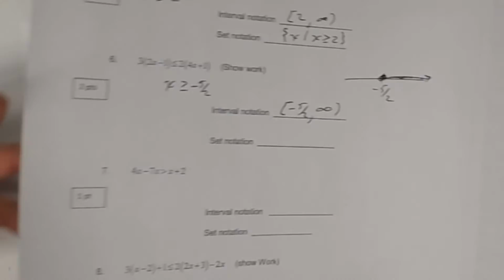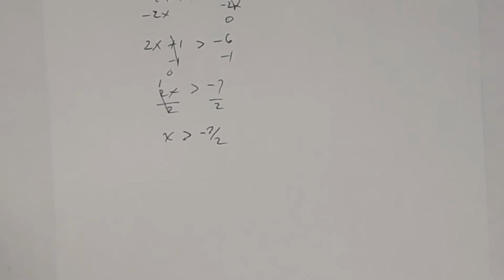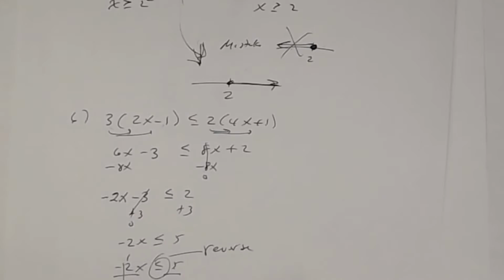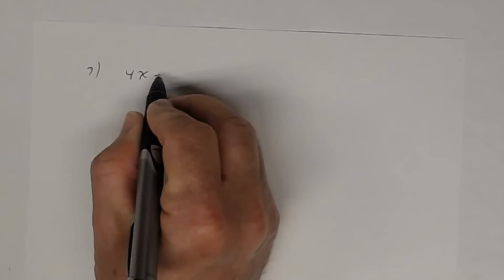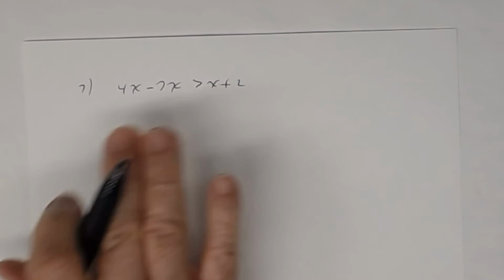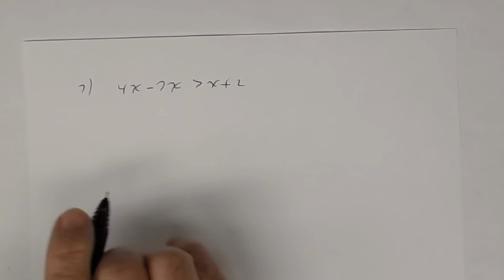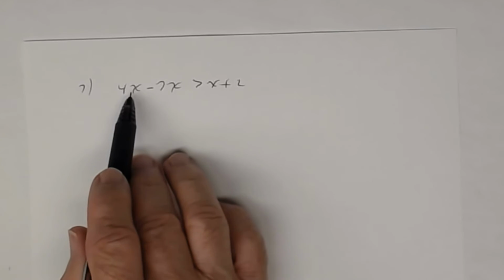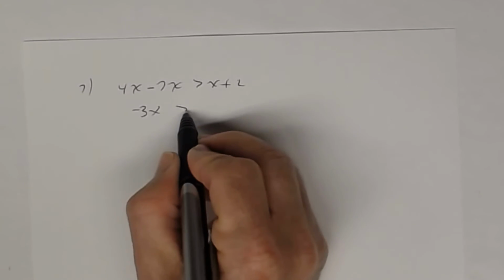Okay, number 7. Let's look at number 7. You have 4x minus 7x is greater than x plus 2. All right, this is an easy one. There's no parentheses at all. There's no fractions involved. So I'm just going to go ahead and combine like terms here. 4x minus 7x is a negative 3x is greater than x plus 2.